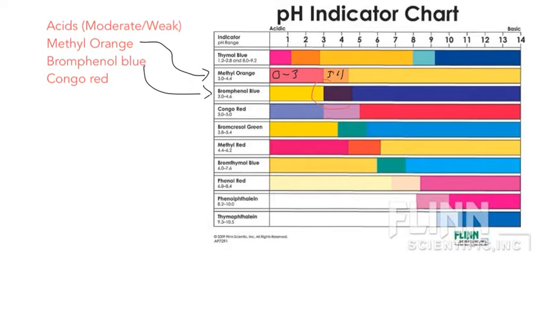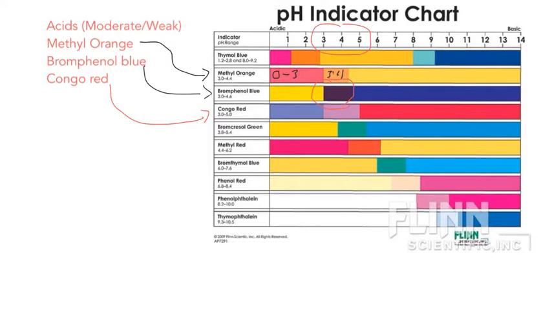Right here. Again, around 3 to 4. And then with Congo red, we can tell it has 2 bands. So with these ones, we can see that our color changes are more in the moderate to weak area, so around 3 to 5. And we can see that our other bands are just extremely large.